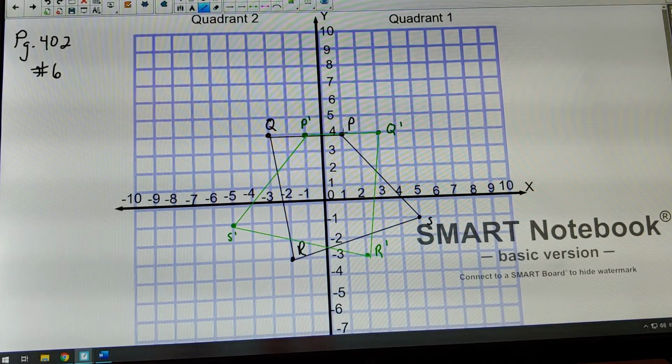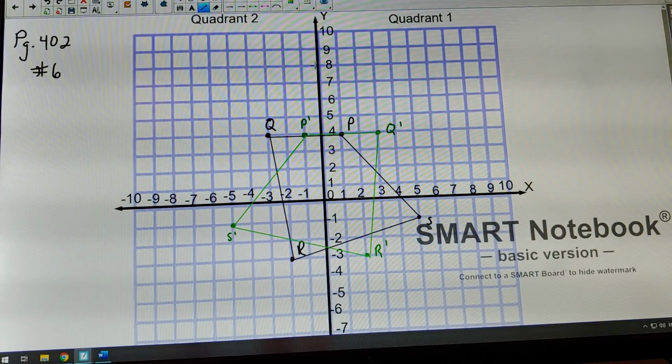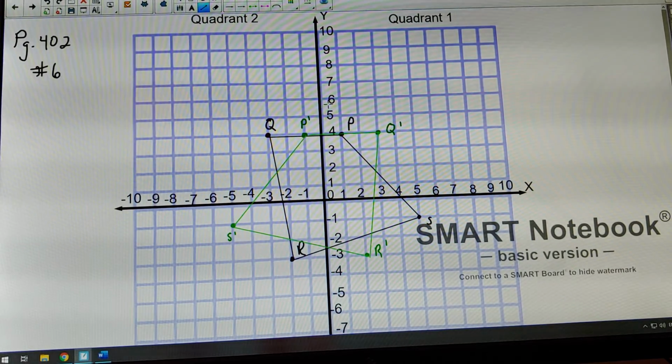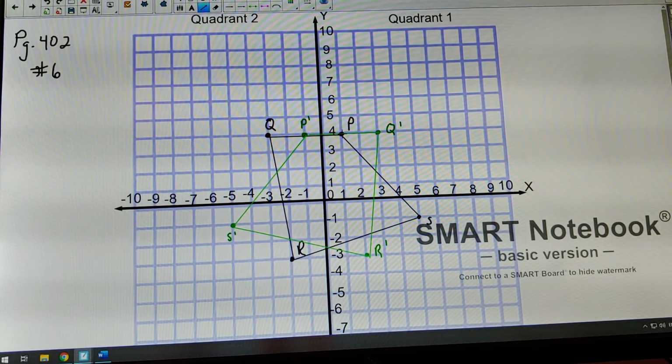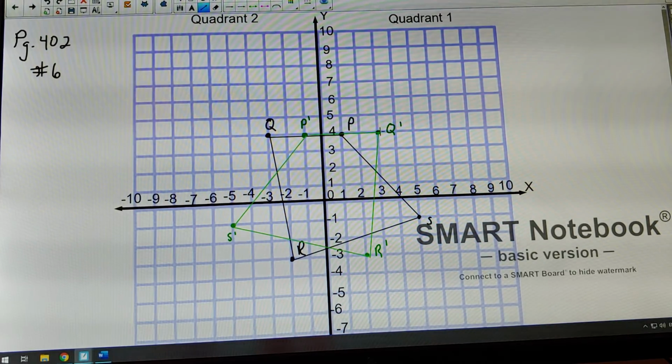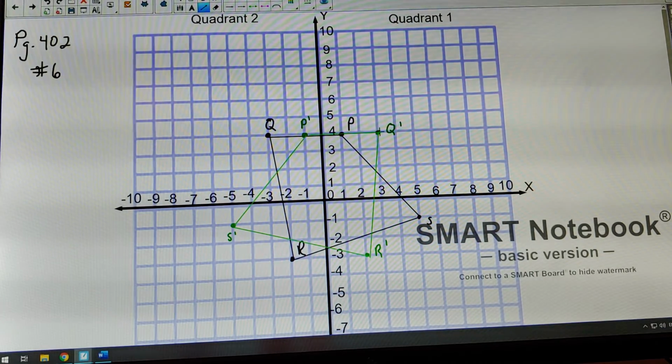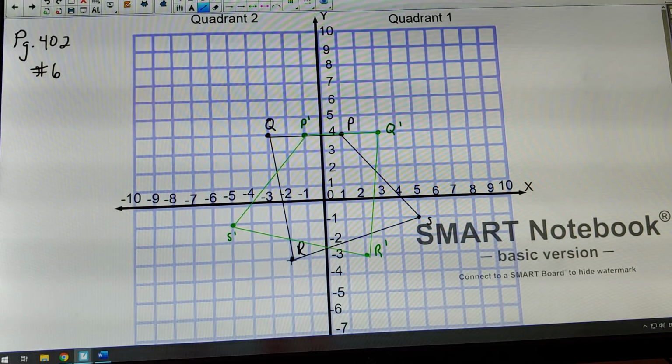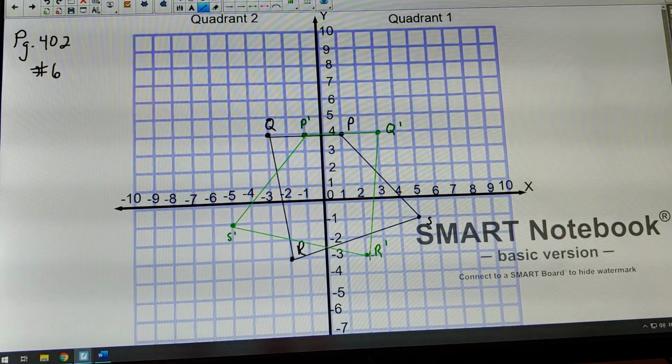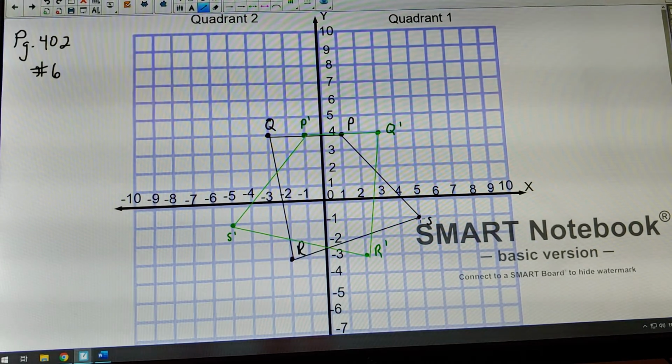So just like before, when you're doing a reflection in the y-axis, the y values are not changing, only the x values are changing, and they switch spots. We were +1 here, so P prime is going to be -1. Q was 3 away, so instead of -3, it's going to be +3. R was 2 away on the negative side, so it's going to be 2 away on the positive side. And S was 5 away, so it's going to be 5 away on this side.